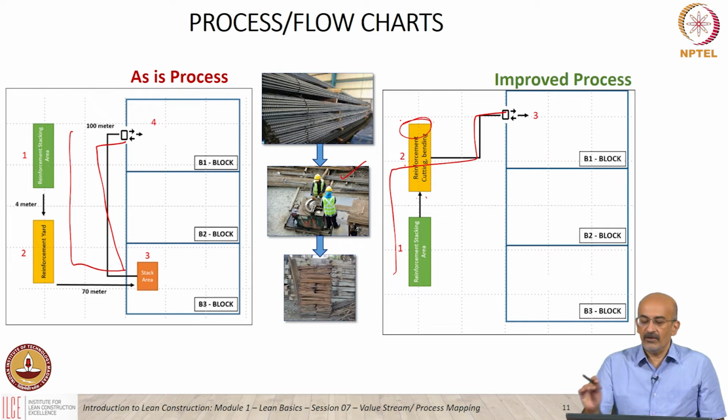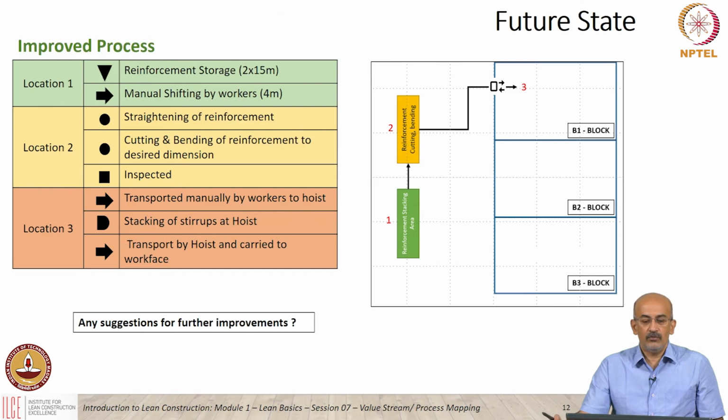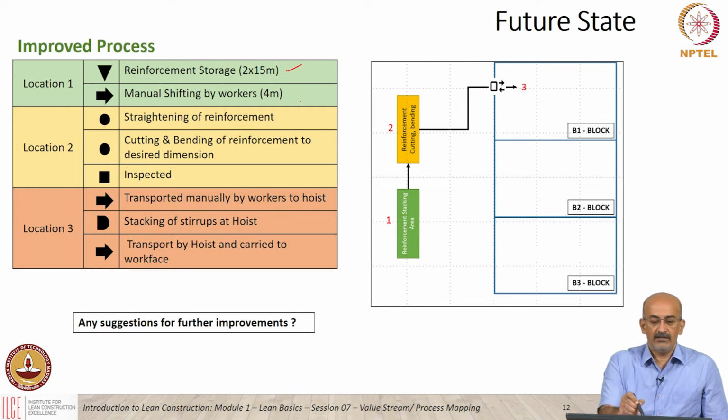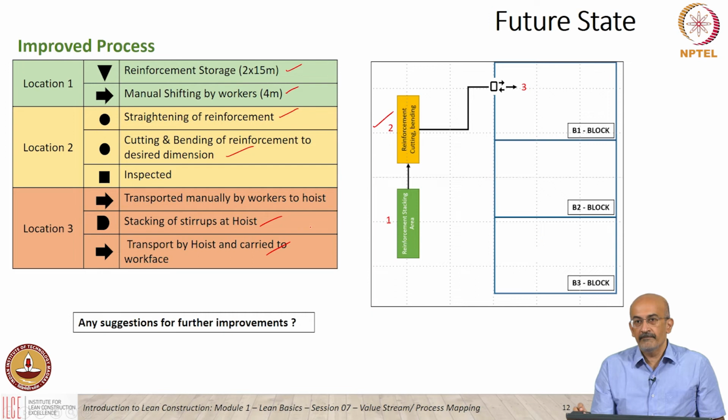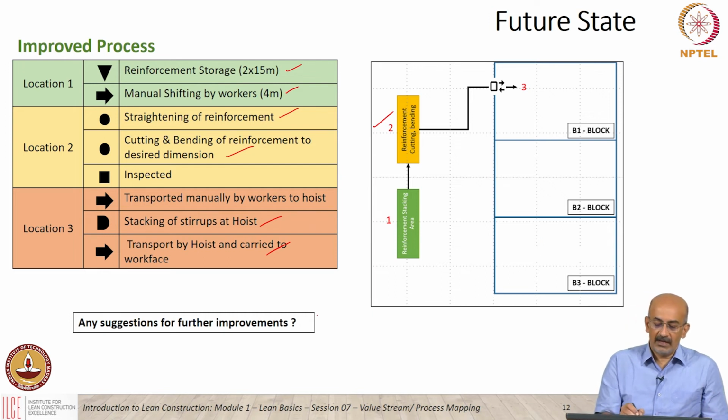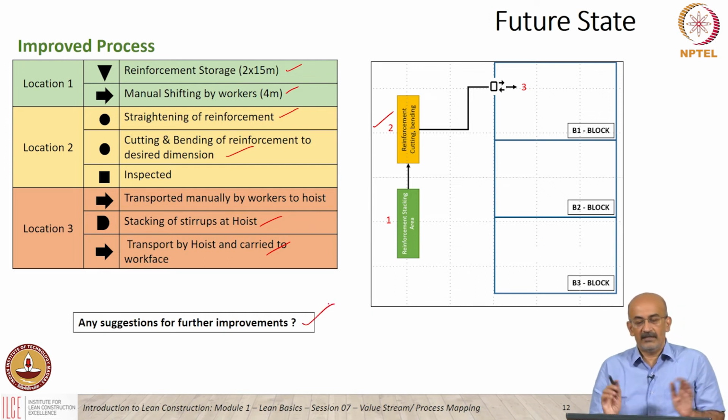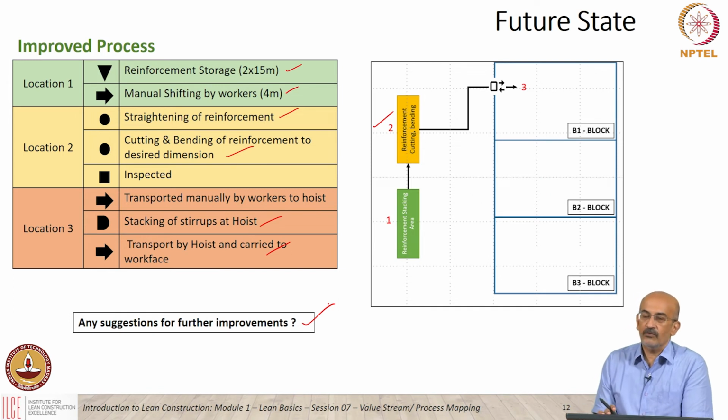If we try to put these ideas into a process, we basically move it this way: reinforcement in storage, manual shifting, straightening of reinforcement, cutting and bending of reinforcement to desired dimensions in the second place. It's inspected here, transported manually by workers to the hoist, stacked at the hoist, and then carried. So this is just a proposal. There can be any other suggestions for further improvement. Is there anything else that could be done?